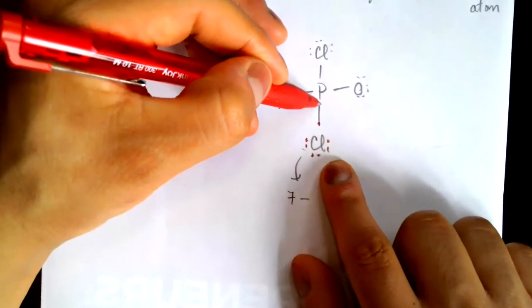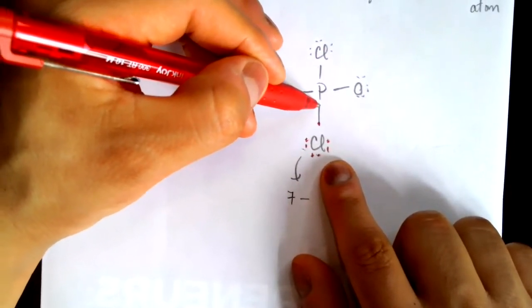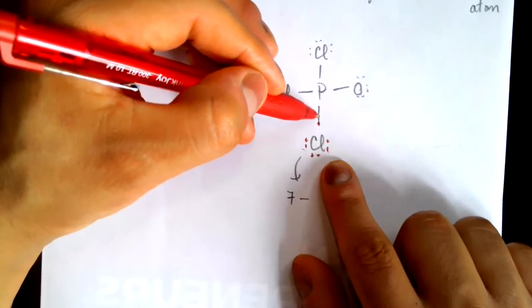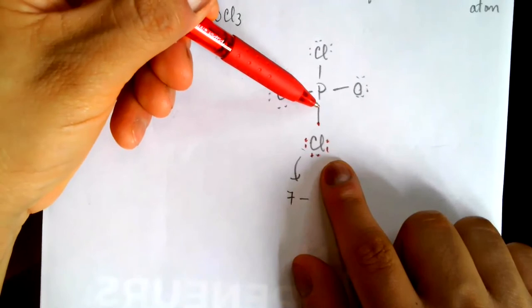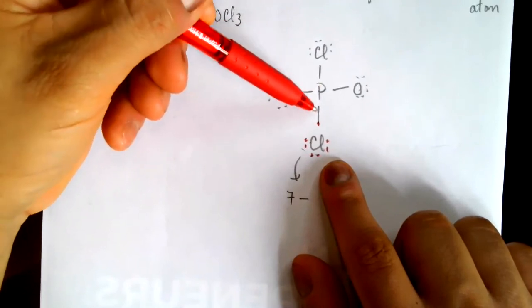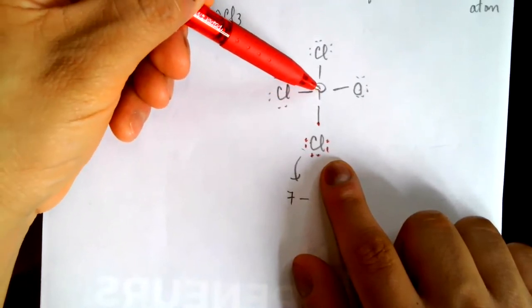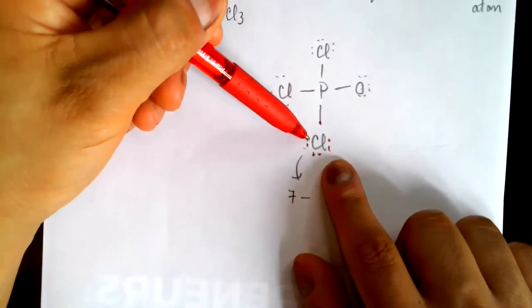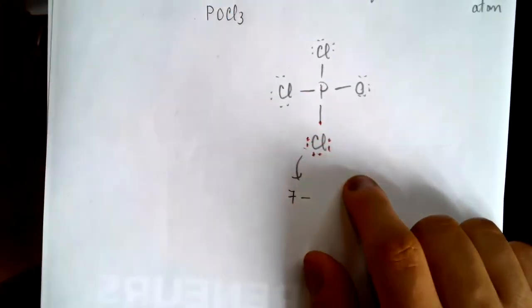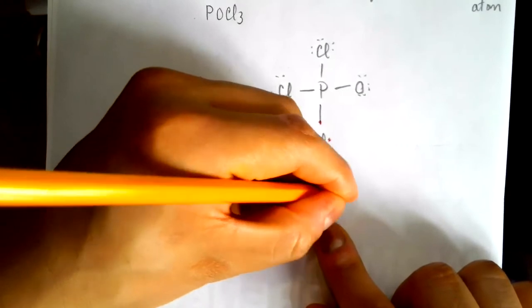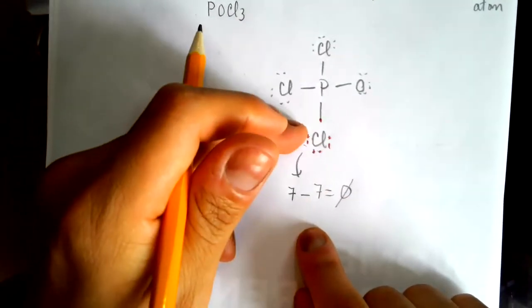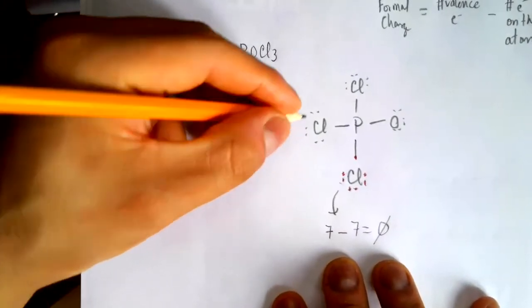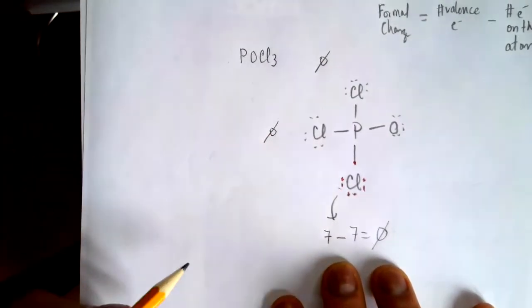Oh, what about this electron that is being shared with phosphorus? Yes, it's being shared with phosphorus, but it does not belong to chlorine. This electron here belongs to phosphorus. So that electron is sitting on phosphorus. It's not sitting on chlorine. So 1, 2, 3, 4, 5, 6, 7. So 7 minus 7 is equal to 0. So this chlorine has no formal charge, has 0 formal charge. The same thing will be with this chlorine and with this chlorine because it's the same thing.